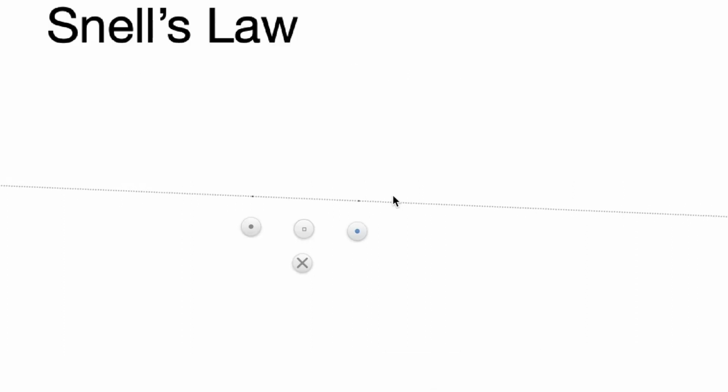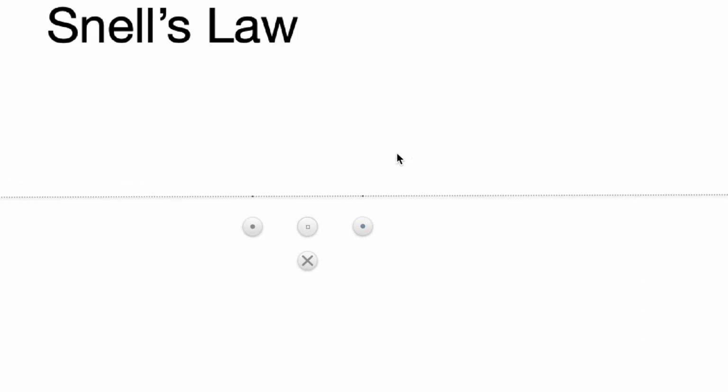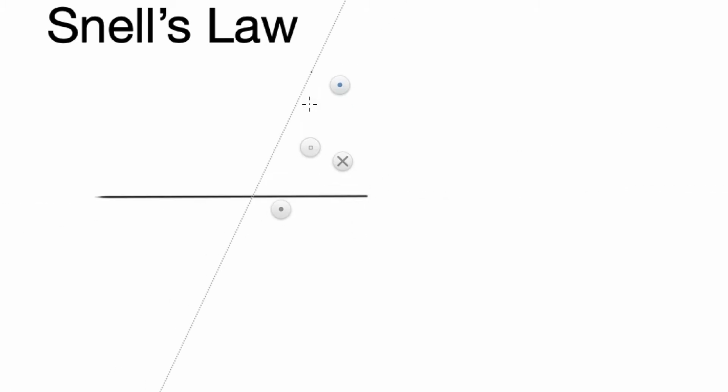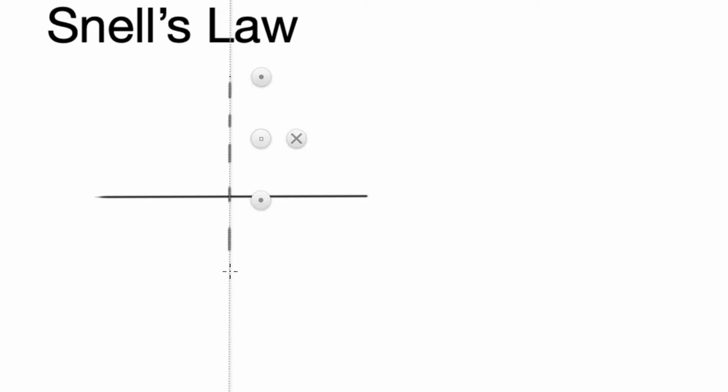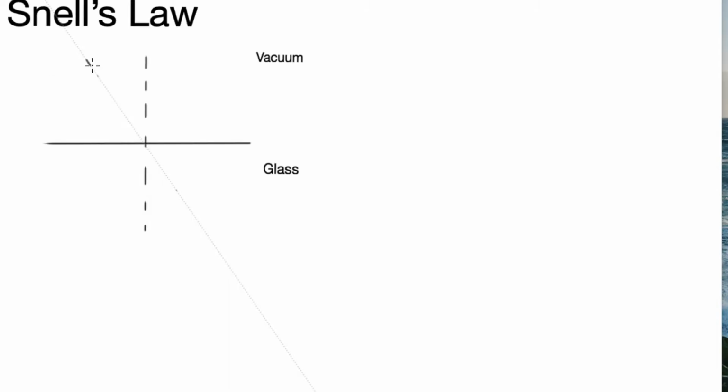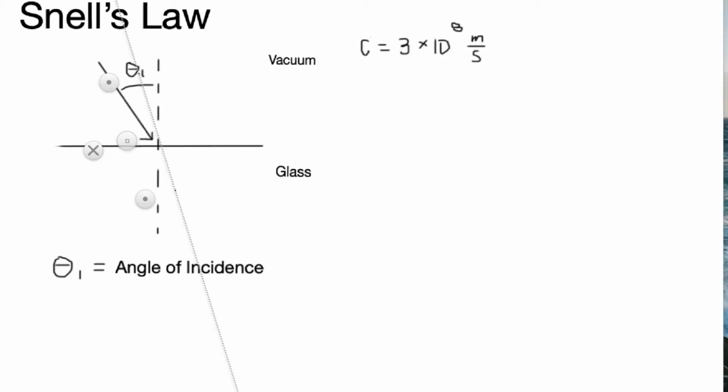So let's look at this example. Here we have the interface, which is the horizontal line that divides the two mediums, and then we are going to draw a line perpendicular to the interface, and we will call this line the normal line. The light ray coming in is going to be called the incident light ray, which will be coming in at some angle, and we will call this angle angle 1, or the angle of incidence.